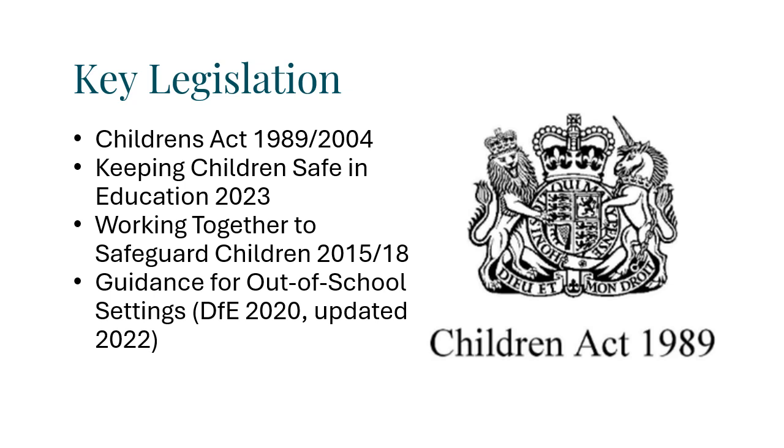Where does the rest of this legislation come from around safeguarding? Well, various places. Keeping Children Safe in Education is a key one of those, and that tends to be updated each year. Working Together to Safeguard Children is another key piece of governmental advice, from 2015 and 2018, and also guidance for out-of-school settings, which was published in 2020 and updated in 2022.